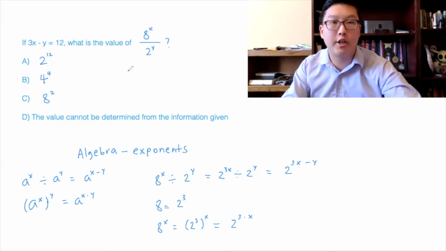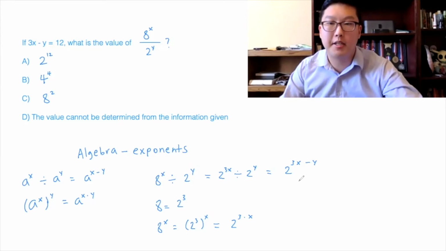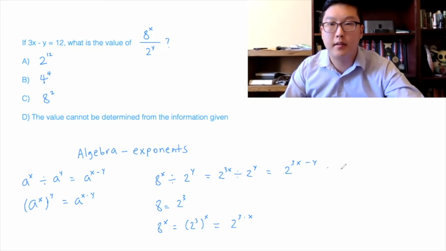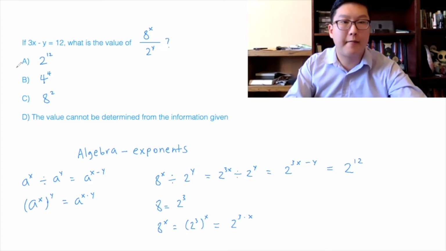And if I look in the question, it tells us that 3x minus y equals 12. So the final step is to substitute my exponent and get the final answer of 2 to the 12th power, which is answer choice A.